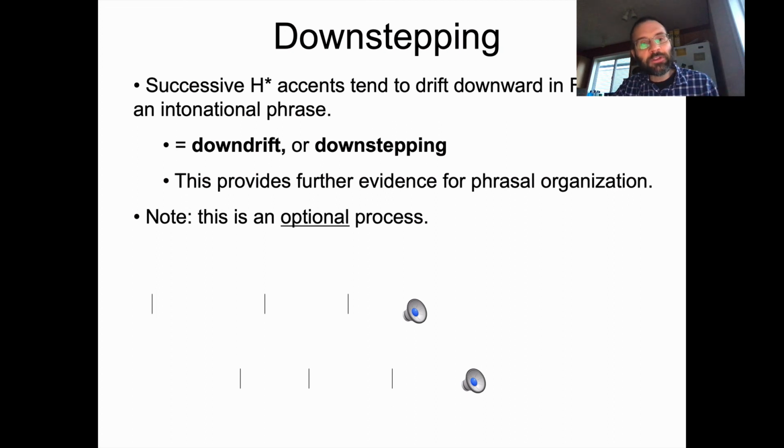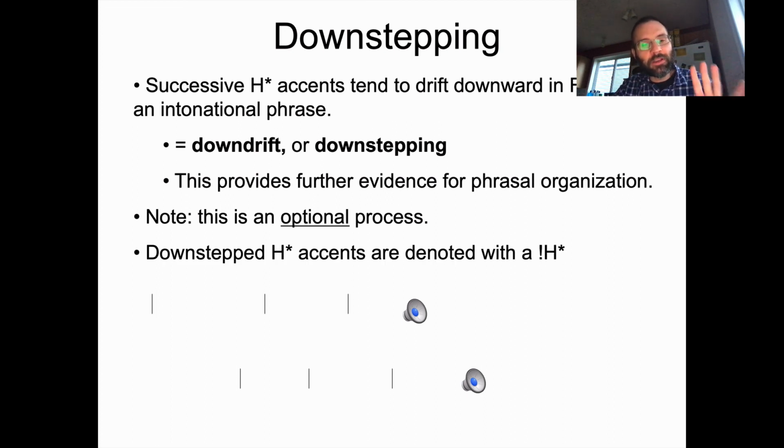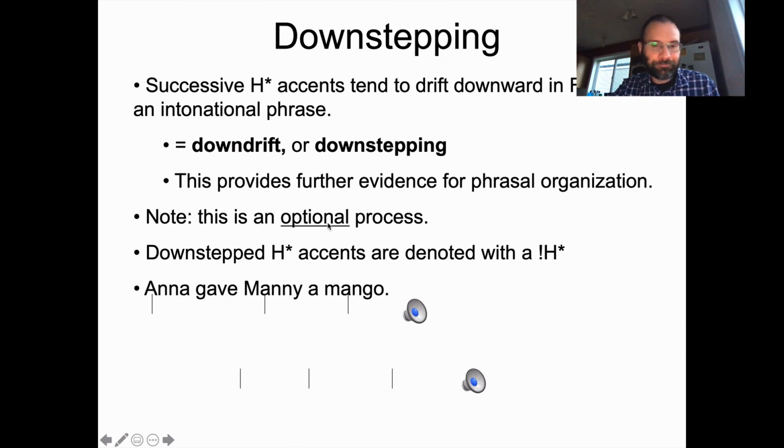This is also optional, so it doesn't always happen, but when it does happen, what you do is you transcribe the downstepped H star accents with a little exclamation mark right in front of them. So they look like this, and I'll give you a couple examples.